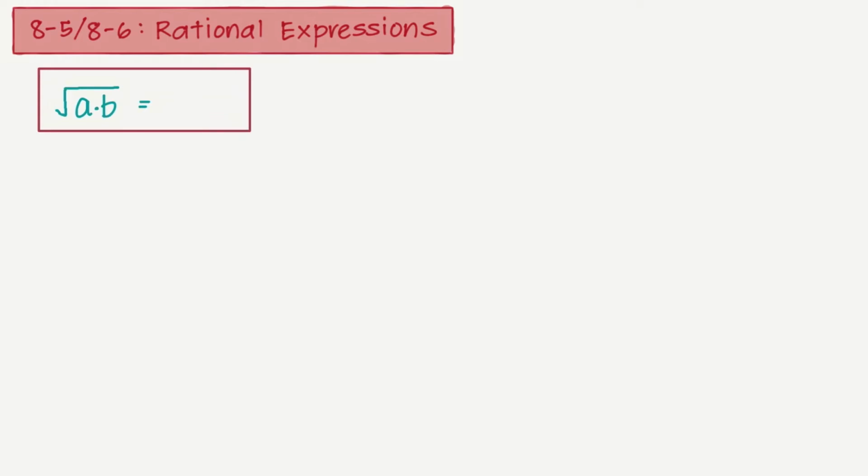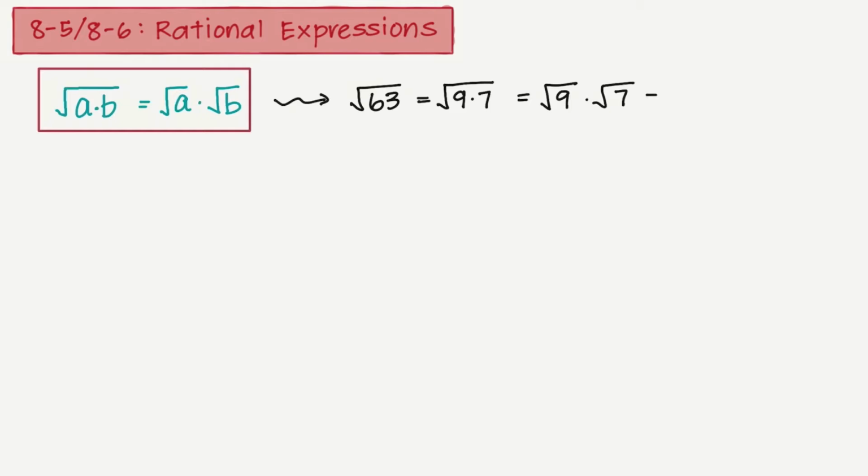Sometimes when we take the square root of a number, we find that it's not a perfect square. There's a rule that if you can break it into two different numbers being multiplied, you can do the square root of a times the square root of b. For instance, the square root of 63. I can think to myself, oh, well, that's 9 times 7. So following my rule, that's the square root of 9 times the square root of 7. The square root of 9 is 3, so this turns out to be 3 radical 7.